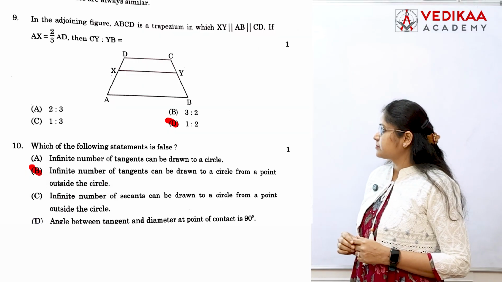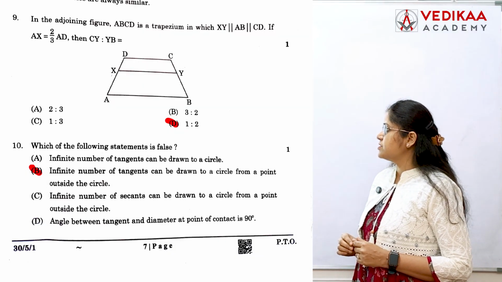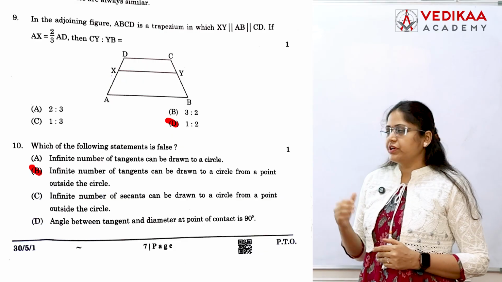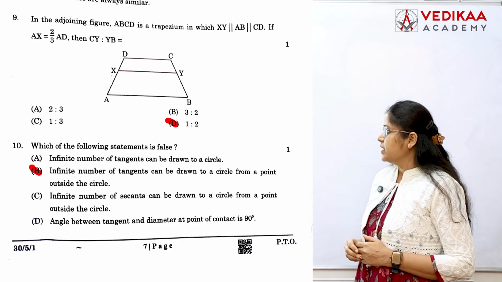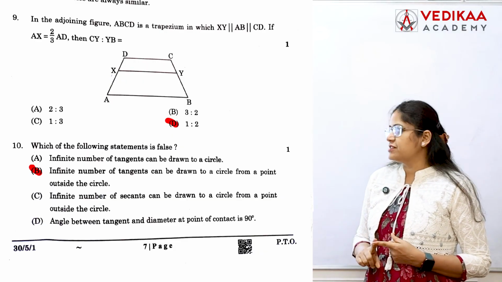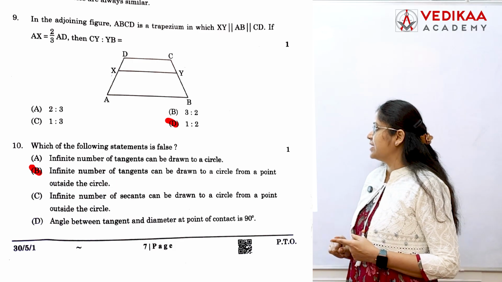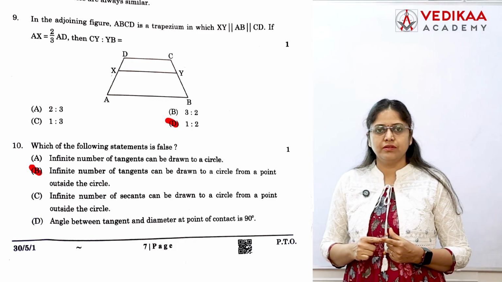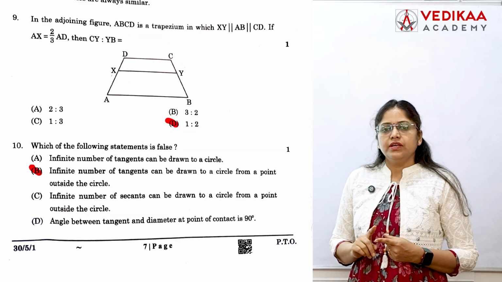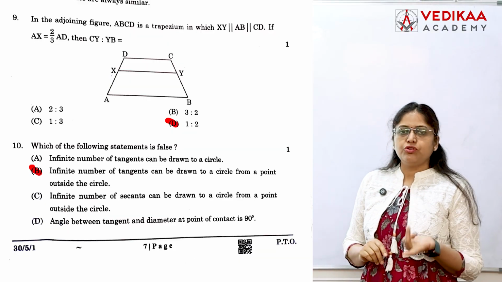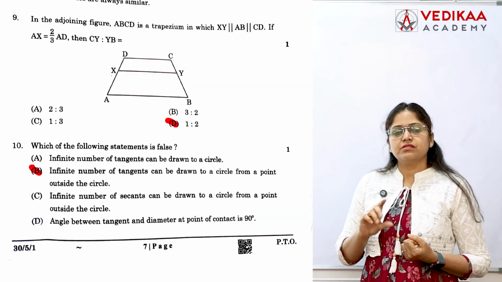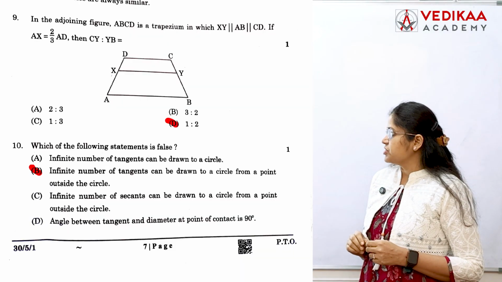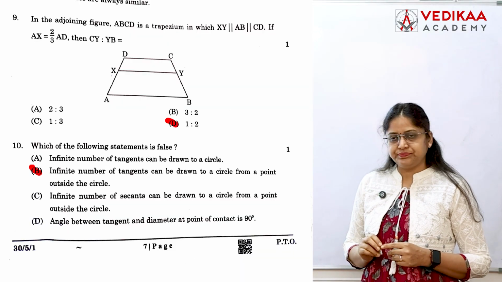Next one, which of the following statements is false? So if you read all the 4 options, option B is the false statement, that is, an infinite number of tangents can be drawn to the circle from a point outside the circle. The true statement was there are only two tangents which can be drawn from a point outside the circle to the circle. So question number 10, answer is B.